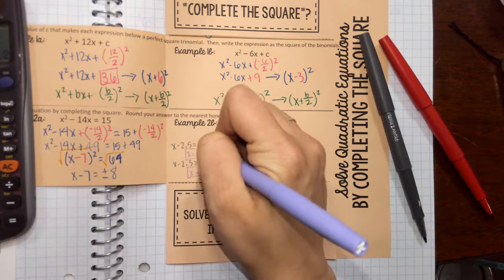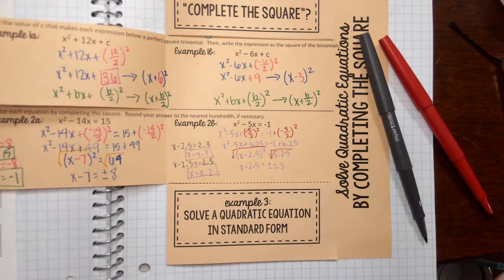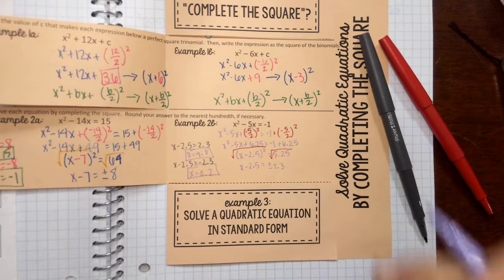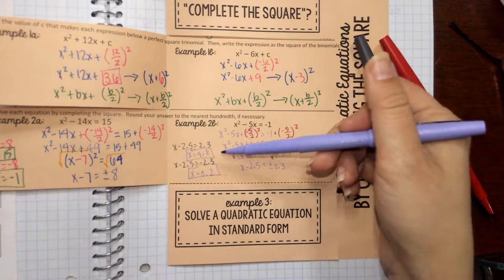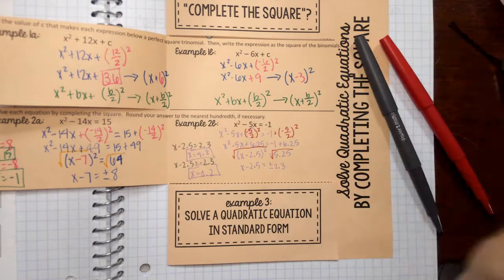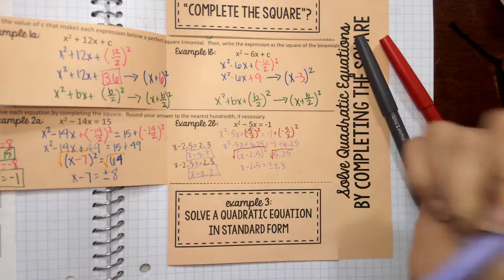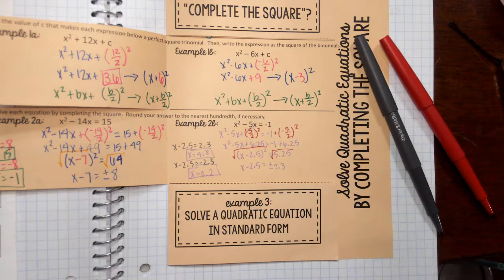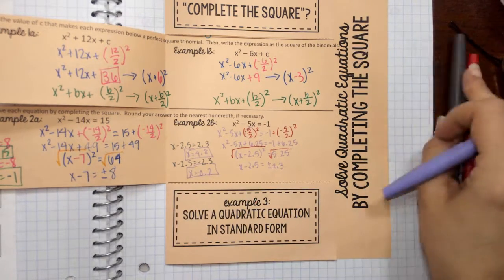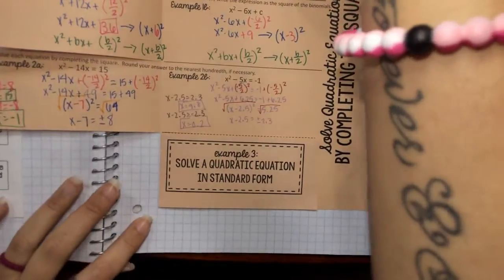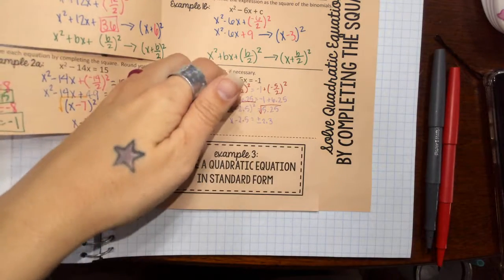So remember, to do this, we're trying to find the solutions of where the graph crosses the x-axis. And we usually have two solutions. Sometimes we have one, sometimes we have none. But for these, since we can complete the square, we're going to have two. So now the last flap that I want to do is solve a quadratic equation in standard form.